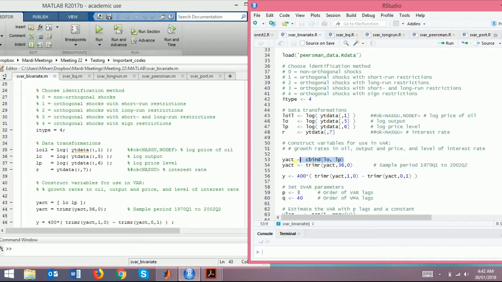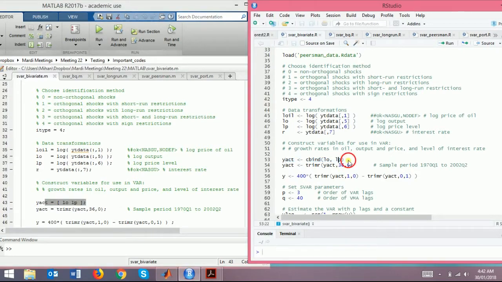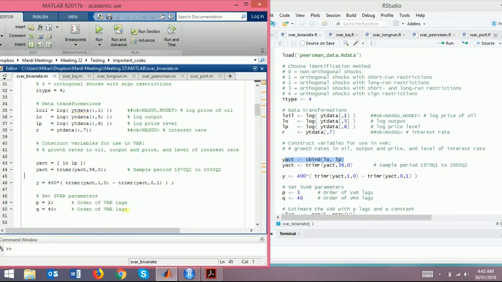So we are doing column bind. By doing that, we are creating the matrix, and then from the matrix we are removing the first 36 because we want our sample period to start from 1970, quarter 1.